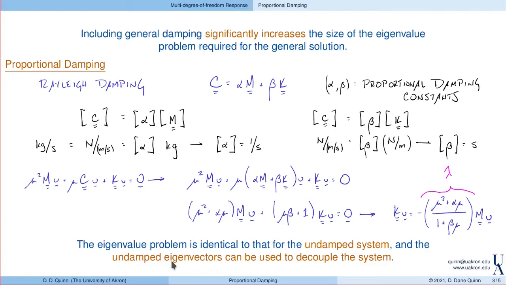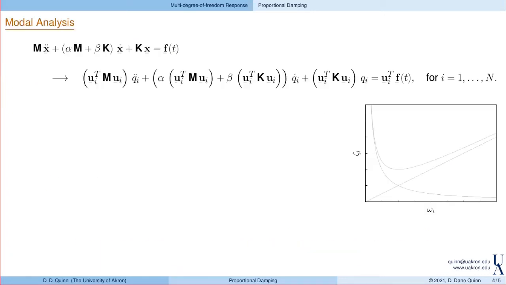That was one of the real benefits of looking at the different modes of the system, that we could treat each mode separately. If we have a proportionally damped system, then we can once again develop modal equations that decouple. So let's go and actually look and see what that looks like, right? So here is our equation of motion, and I've gone ahead and put in the proportionally damped system.